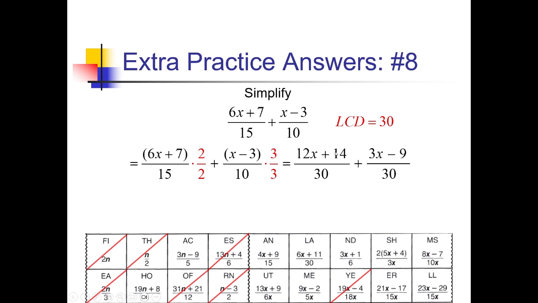Same denominator, let's add those together. So we have a 30 for our common denominator. For the x's in the numerator, 12x plus 3x, that's 15x. And then 14 plus negative 9, that's going to be 5.